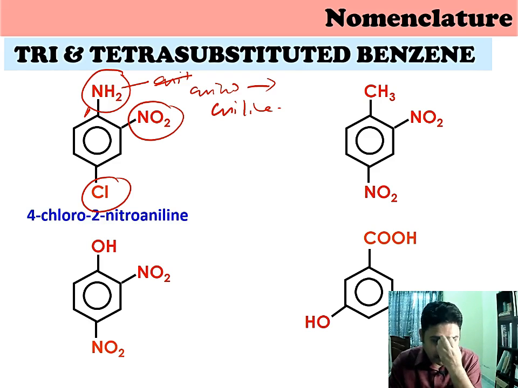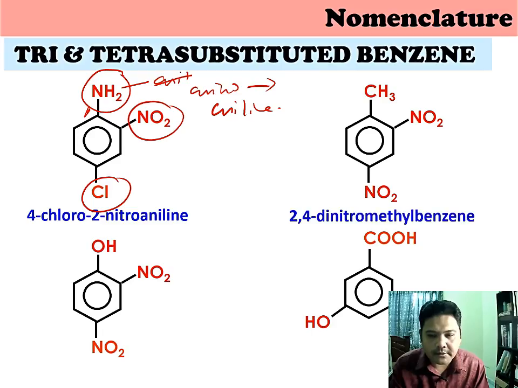So that's why we get the name chloro 2 nitro aniline. In this case, if we have different substituent groups, refer back to the priority table.